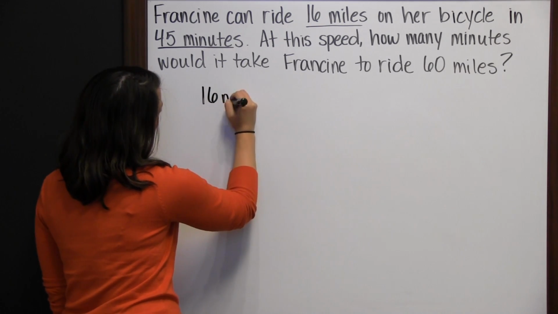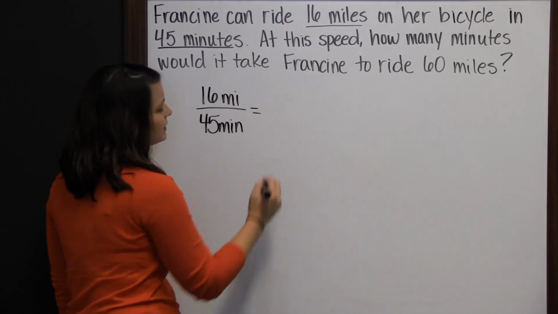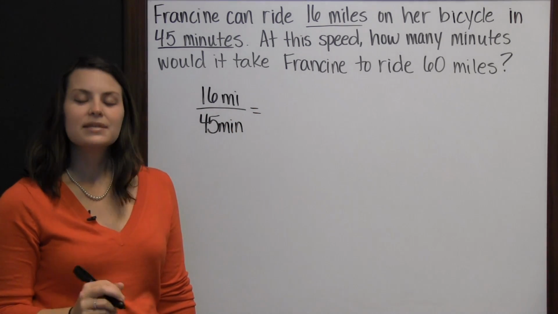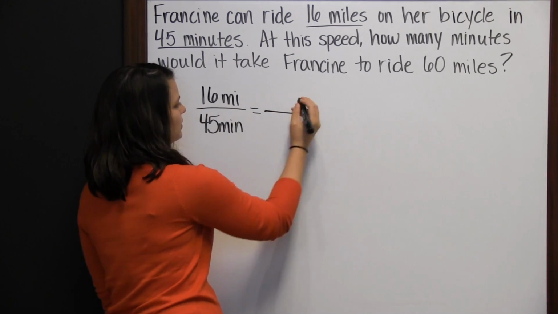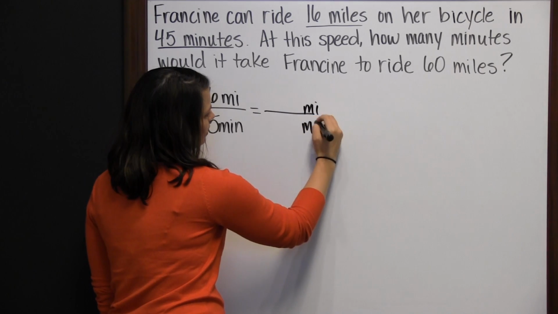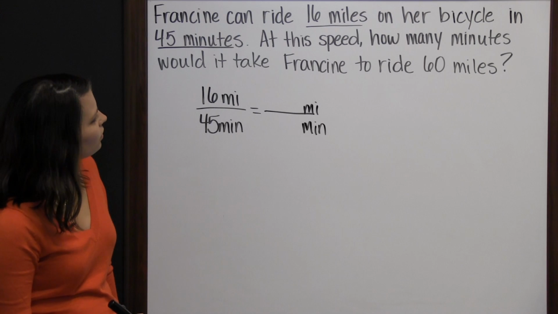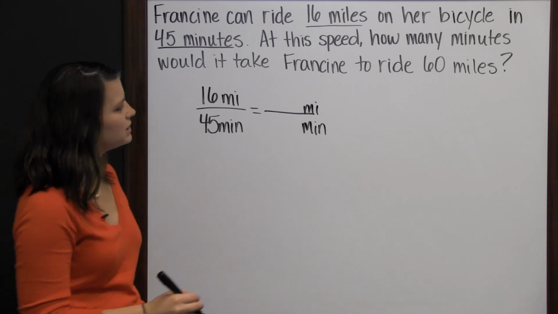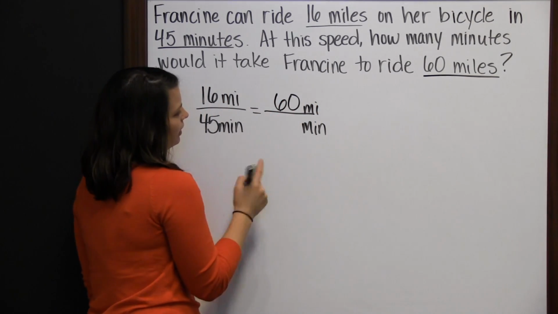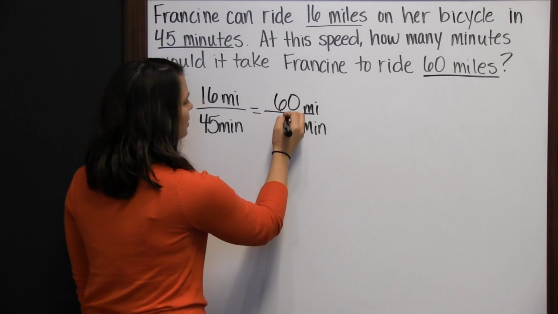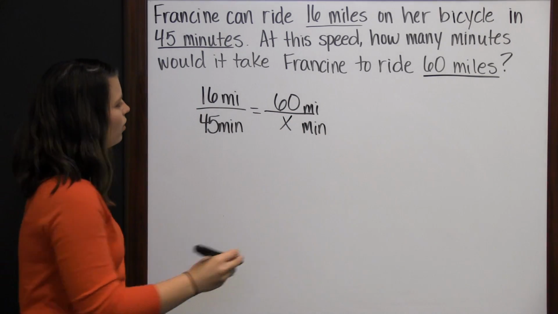So I have 16 miles in 45 minutes. And the key to setting up a successful proportion is to be consistent. So since our first ratio, we have miles to minutes, then our second ratio will also be miles to minutes. So they want to know how many minutes it would take Francine to ride 60 miles. So my miles is 60, and my minutes is what I'm trying to find, so that's where I'll put a variable. To solve a proportion, we cross multiply.